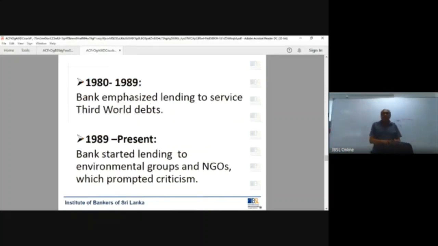From 1980 to 1989, the bank emphasized lending to service third world debts. Right? If there are any third world debts, the World Bank emphasized lending to service these third world debts. From 1989 to present, the bank started lending to environmental groups and NGOs, which prompted criticism.